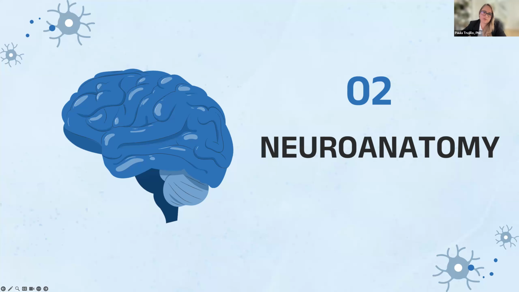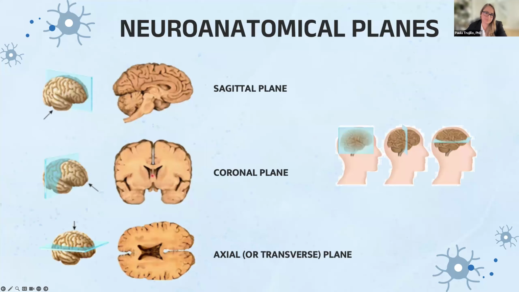So let's start with our 2-minute lesson on neuroanatomy. So as you know, the brain is a three-dimensional structure. You can imagine your brain as like a piece of bread that you're going to cut into different slices. Each slice gives you a different view of what's inside. So in imaging, we have what we call the neuroanatomical planes. Here on top, we have the sagittal plane, and this gives you a side view of your brain, showing structures from left side and right side.